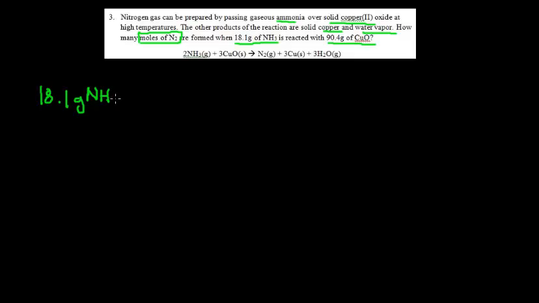I'm trying to go from grams of NH3 to find moles N2, and then I'm also given 90.4 grams of CuO, to find again moles of N2. So the question is, why do I have 2 answers that are in the same units, moles of N2? Well, when we react this reactant with this reactant, we don't know which is going to form the less amount of product, the product that will actually be formed. So what we have to do is go through and solve this.